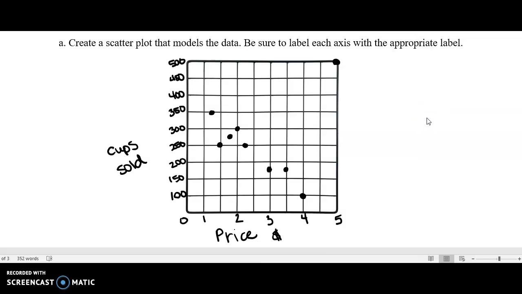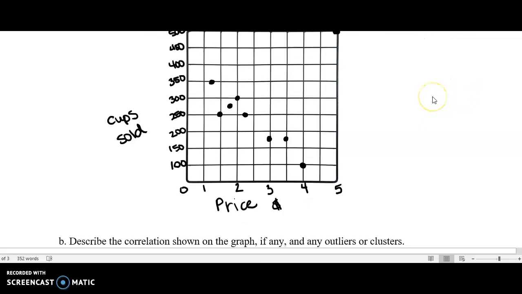All right, so this is how I set up my scatter plot. On my x-axis, I put the price of the frozen yogurt, and I did it from 0 to 5 because that was in our chart. And I did cups sold, and I counted by 150, except right here. So that's how I set mine up. Let's look at the questions that it asks us.